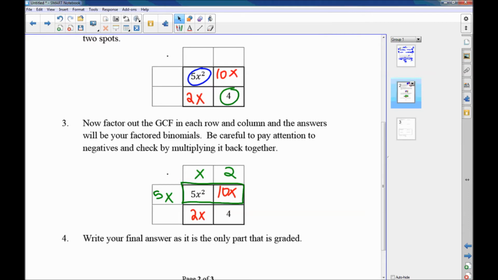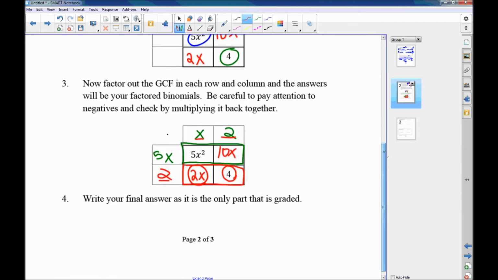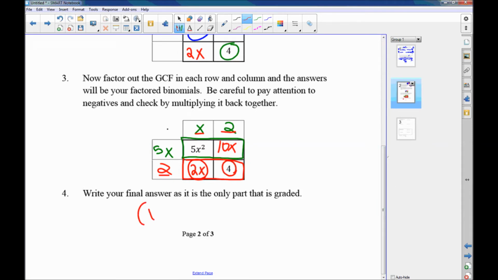All right. Then we can look at the GCF of these guys. The GCF of 2x and 4 is just 2. And then we double check. So we take this 2 and we times it by x to make sure we get the 2x that's in this spot, which we do. And then we take this 2 and times it by 2 up there to make sure we get 4 in that spot. Okay, so everything checks out. And that means if I took the two binomials, x plus 2 and 5x plus 2, and multiplied them together, I would get our trinomial.